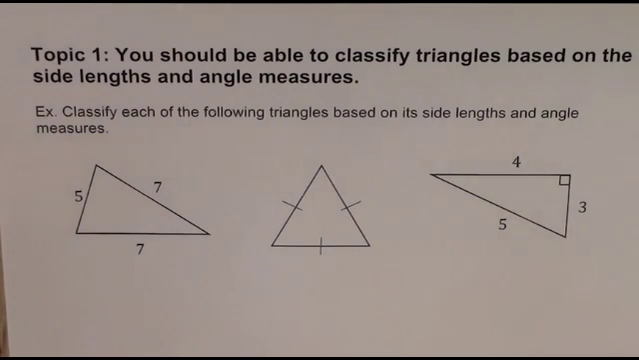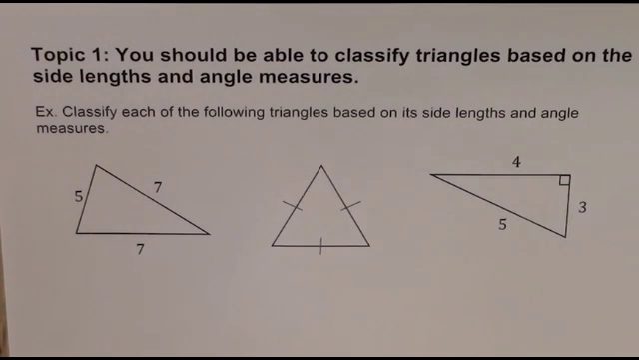Now your options are, there are three types of triangles based off of the sides. Scalene is when all three sides are different. Isosceles triangle is when there are two congruent sides, and equilateral is when there are three congruent sides.